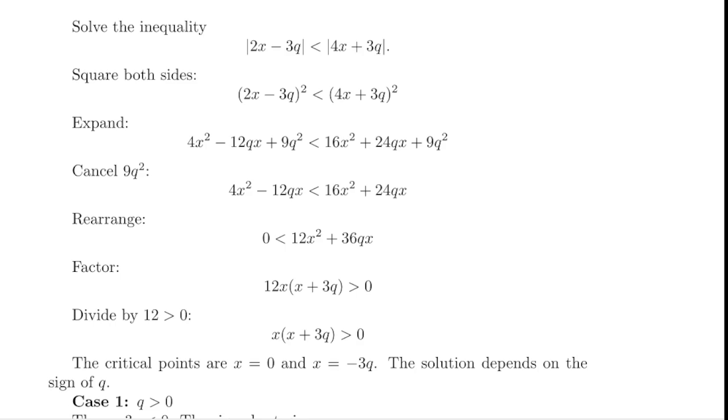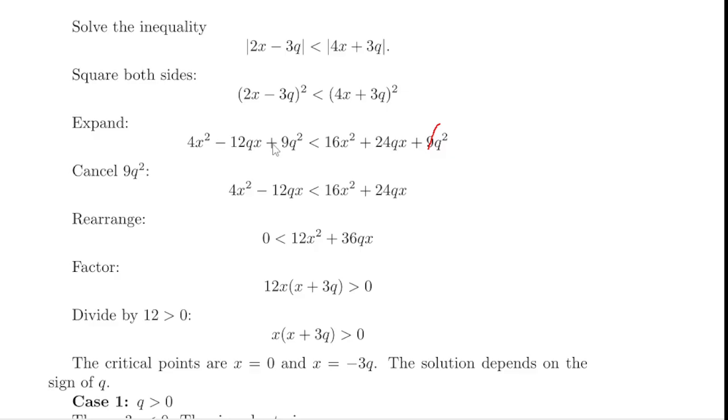In this video, we want to solve the inequality: the absolute value of 2x minus 3q is less than the absolute value of 4x plus 3q. In order to get rid of the absolute value, we're going to square both sides. So we have 4x squared minus 12qx plus 9q squared is less than 16x squared plus 24qx plus 9q squared.